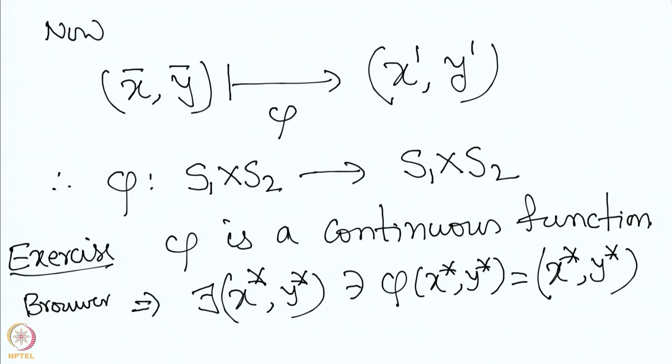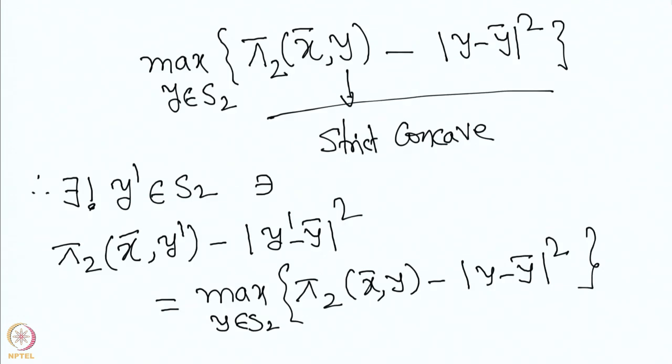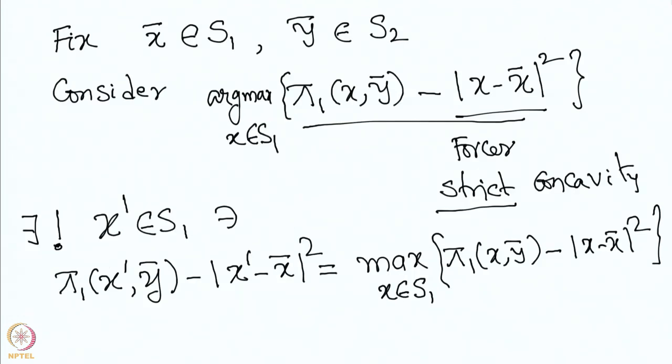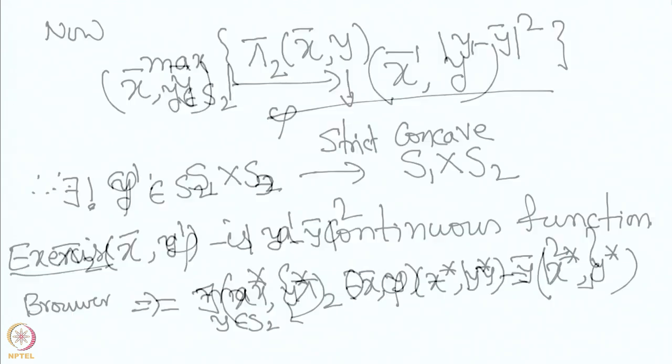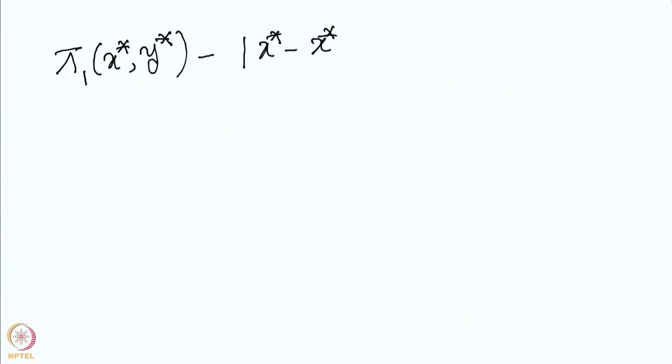Okay. Now let us rewrite what exactly it says. Recall that if x bar is x star and y bar is y star, then x prime is also x star and y prime is also y star. So I have to use that here. So let us write that. pi 1 of (x star, y star) minus mod of x star minus x star, squared.